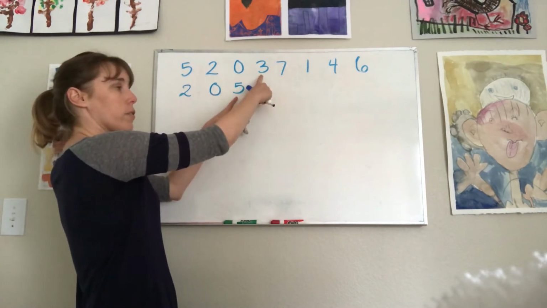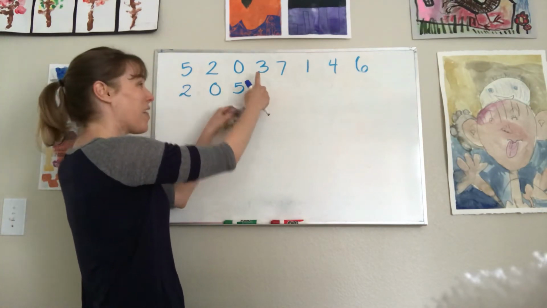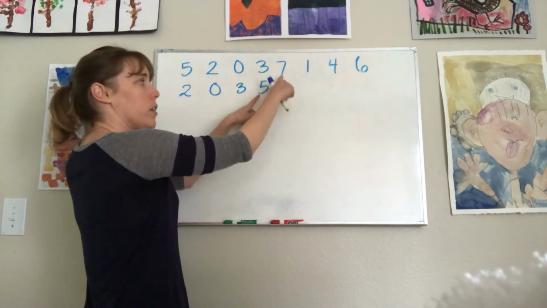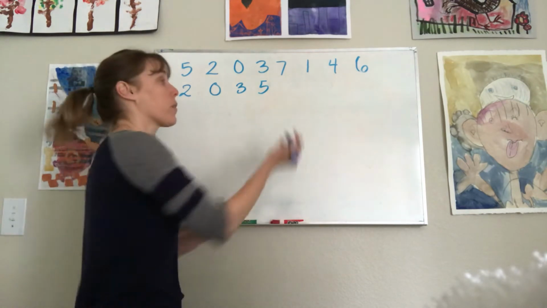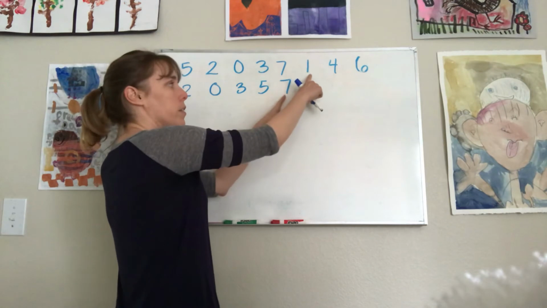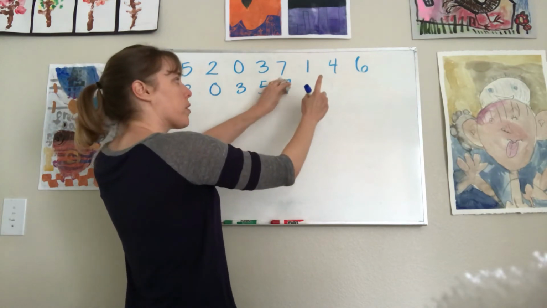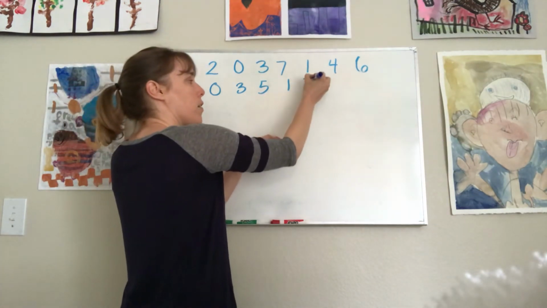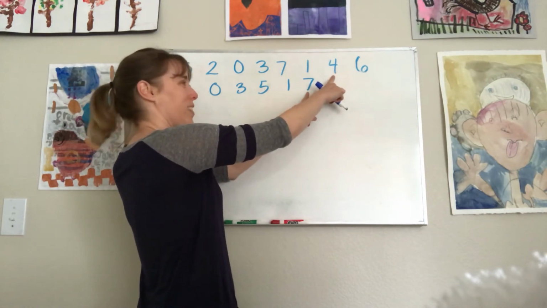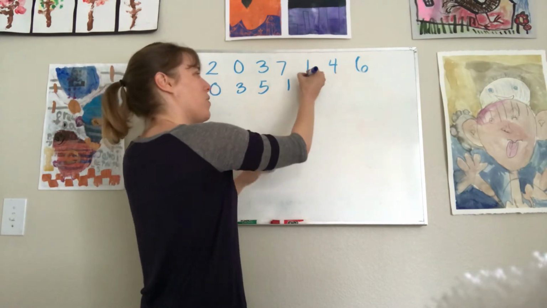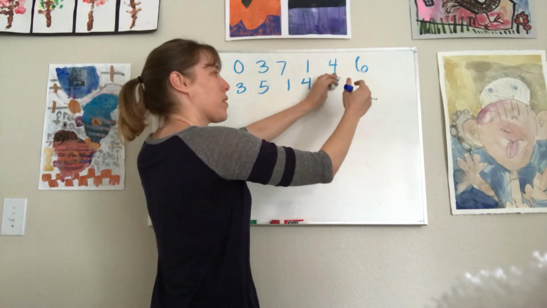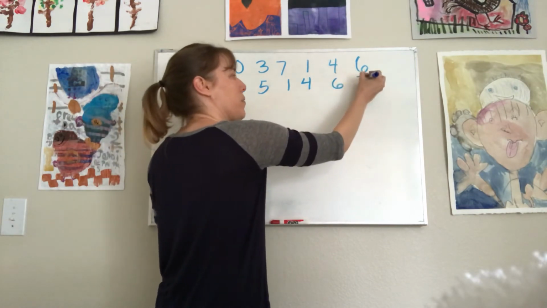Now it looks at these two. They're not in the right order either, so it's going to switch them, 3 and 5. It looks at these two. They are in the right order, so it's going to keep them, 5, 7. These two are in the wrong order. It's going to switch them, 1, 7. These two are in the wrong order. It's going to switch them, 4, 7. And these two are in the wrong order. It's going to switch them, 6, 7.